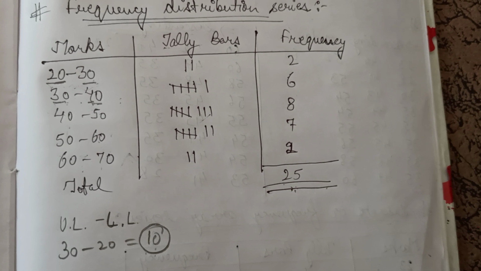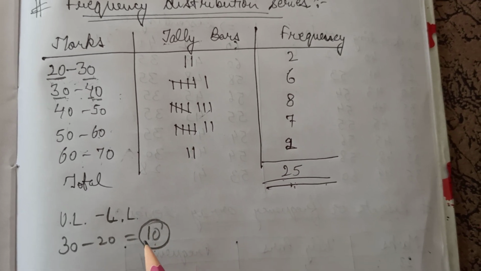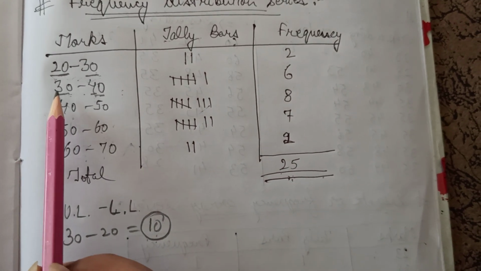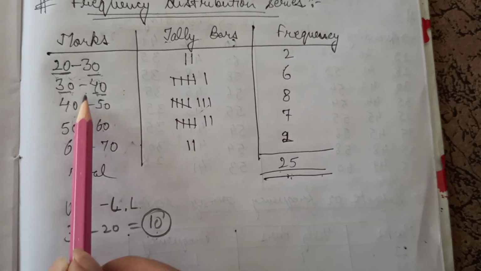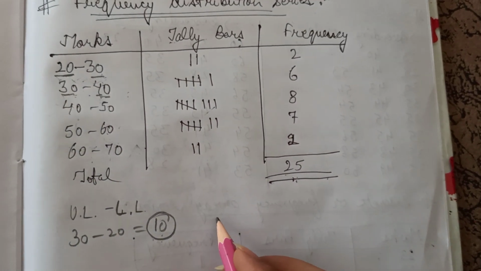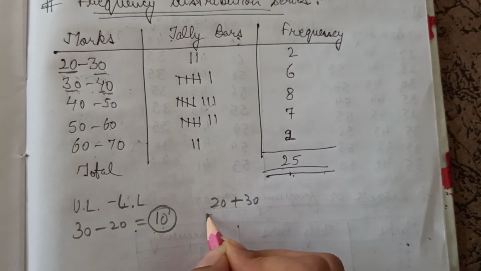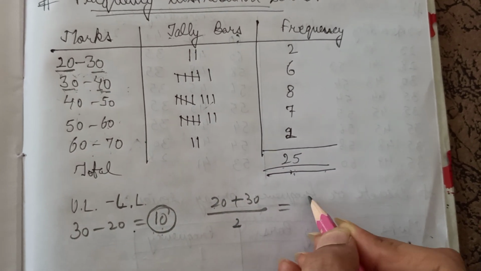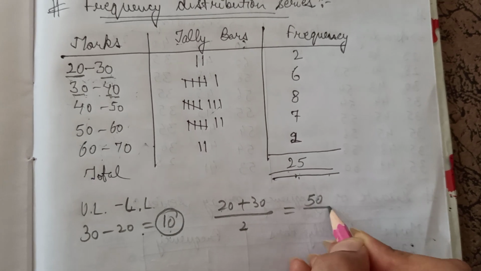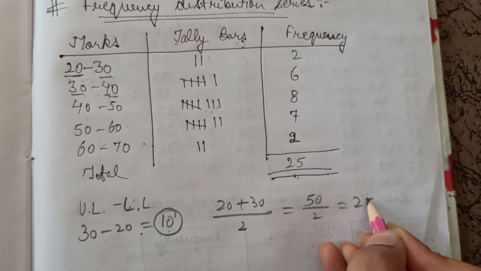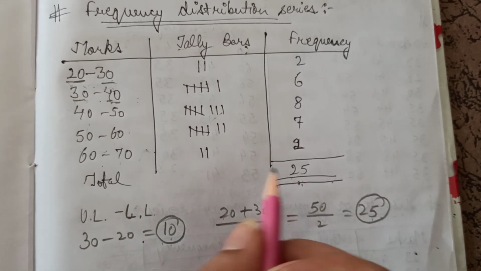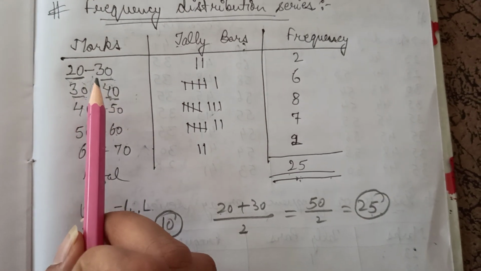The next term is mid value. Now how can we calculate the mid value? The formula for calculating the mid value is (lower limit plus upper limit) divided by 2. So in the first class interval the mid value will be 20 plus 30 divided by 2, which is equal to 50 by 2, that comes out to be 25. So the mid value of this interval is 25.